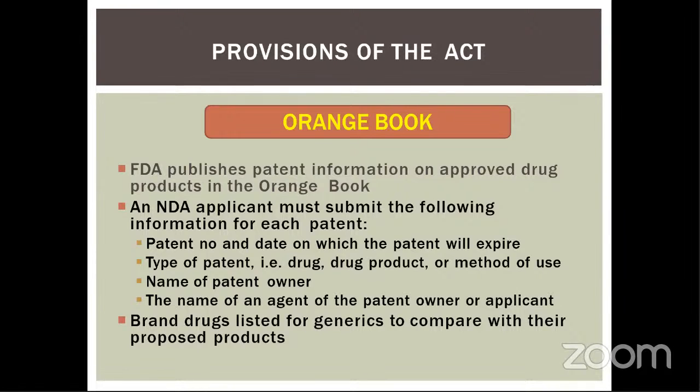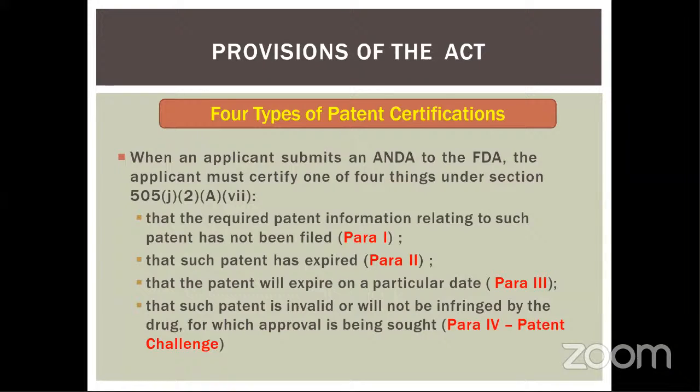Brand drugs listed for generics to compare with their proposed product are also mentioned in the Orange Book. Now, different types of patent certifications are there. Generally, 4 types are there. When an applicant submits an ANDA to the FDA, the applicant must certify one of 4 things under this section 505(j)(2)(A)(vii). What are those 4 things?